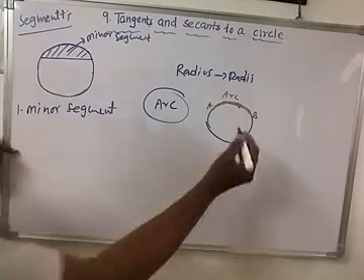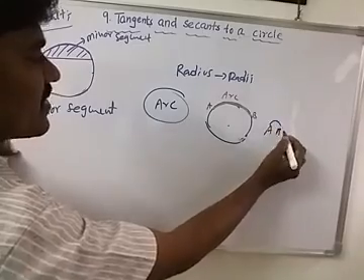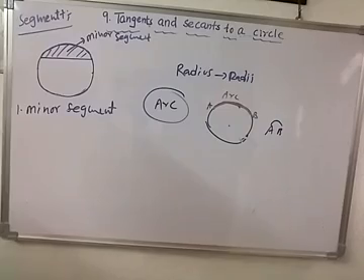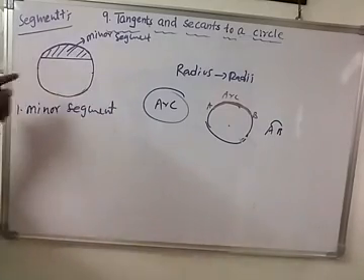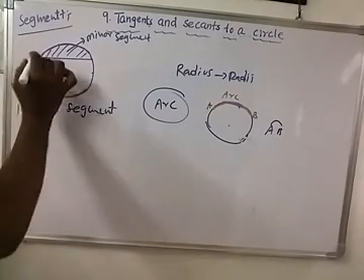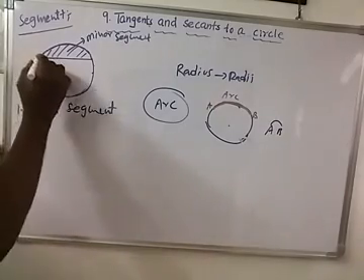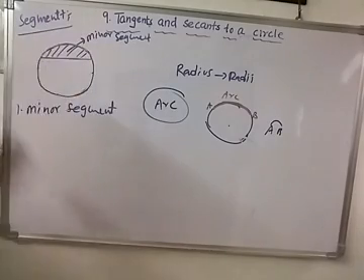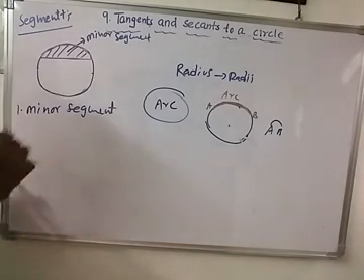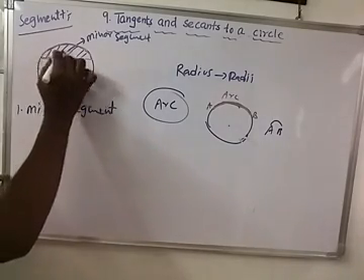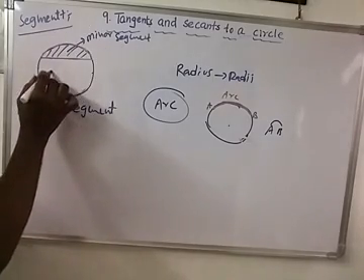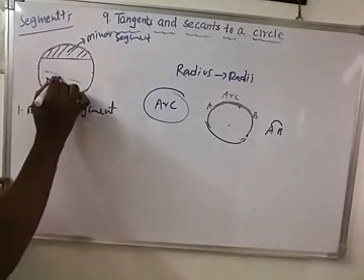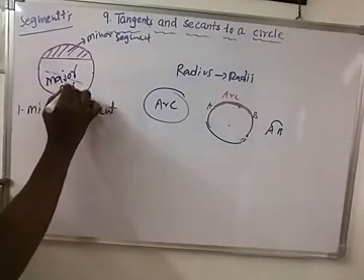This is the arc AB. So what is a segment? Segment means the area enclosed by an arc and a chord is called a segment. In this there are two segments. One is the minor segment and the other is the major segment. This part we call a minor segment, and this part we call a major segment.